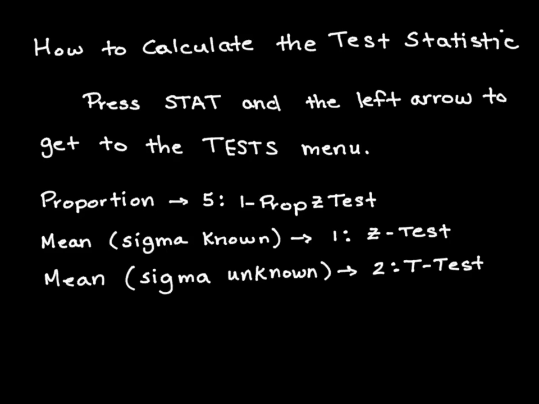So you're looking for clues in the problem. It will say, test the claim that the mean value is greater than this or something like that, and then you know it's about a mean. Or if they say average, again, it's about a mean. If they say test the claim that the proportion is such and such, then we know that we're doing a one prop z-test.